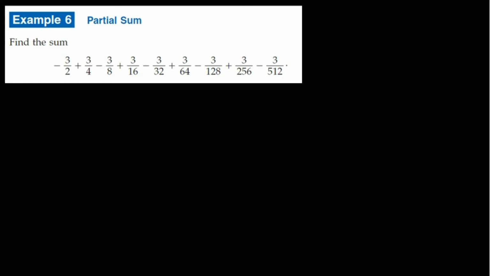So in this example, we're asked to find the sum of the first 9 terms of this geometric sequence. So we're asked to find s sub 9. Well, to do that, we first need to find the common ratio. So we can take any term and divide it by the preceding term.